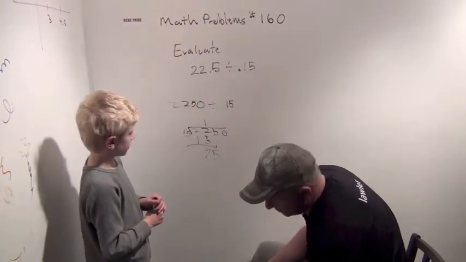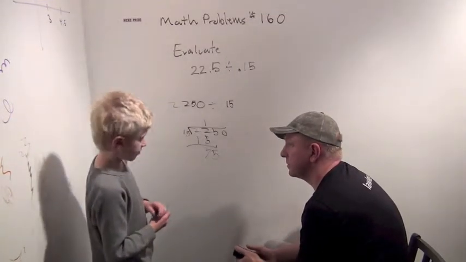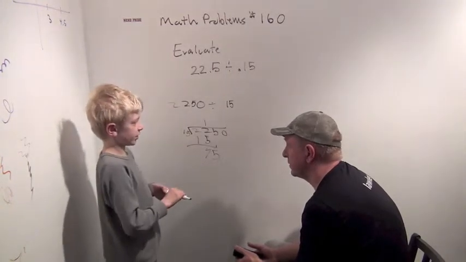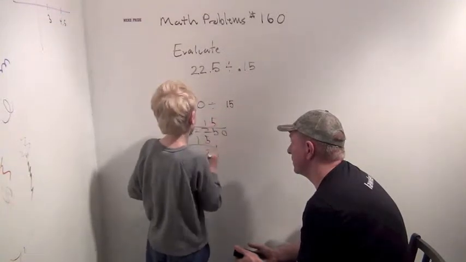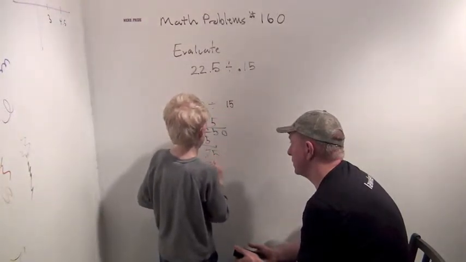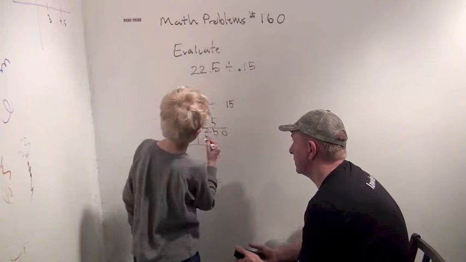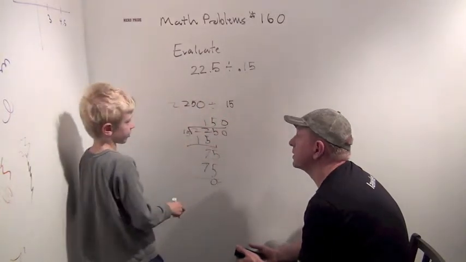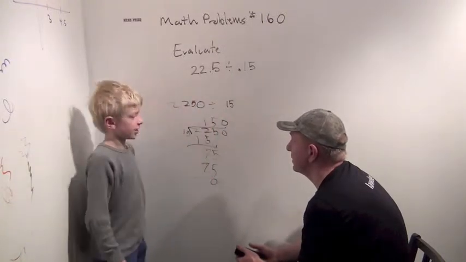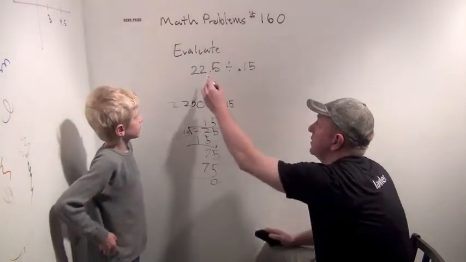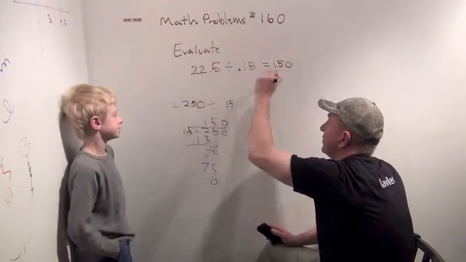75. How many times is 15 going into 75? Well, you know 15 times 4 is 60, and then you add on one more 15 is 75. So then you put the 5, and then you have one more digit to bring down, so 0. 15 goes into 0 no times, and we get the answer of 150. So 22.5 divided by 0.15 we found was equal to 150 by doing long division.